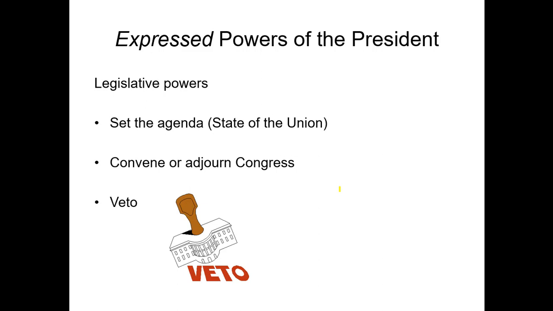And of course, we've already talked about the veto power. He has the power to not sign that bill if he does not agree with it. Again, these don't happen very often. And we also know that the Congress can override the president's veto with a 2/3 vote in both houses, which of course is also very difficult and very rare as well.